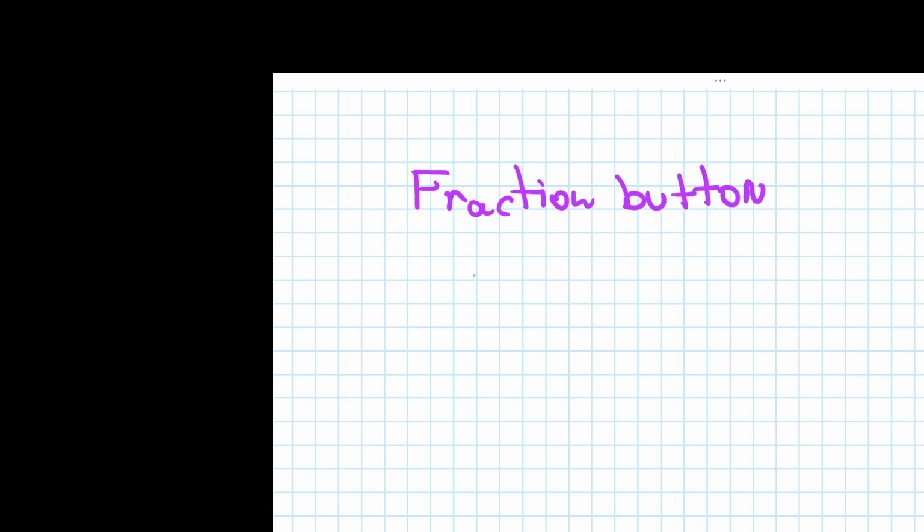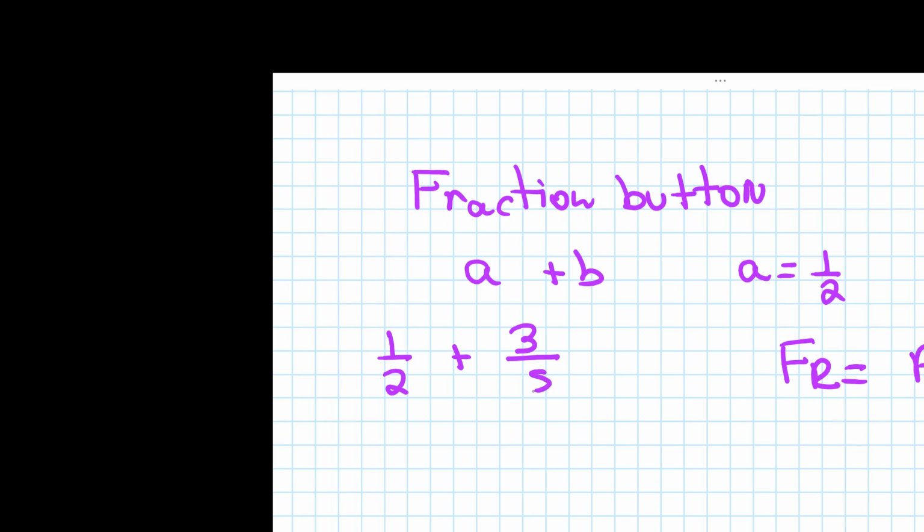So if I wanted to say A plus B, and A equals 1/2, and B equals 3/5. The fraction button is going to be in the second column, the third button down. The fraction button looks like this on your calculator. Has everyone located that button? Okay, good. Now, if we want to just type in 1/2 plus 3/5, this is what you would do.